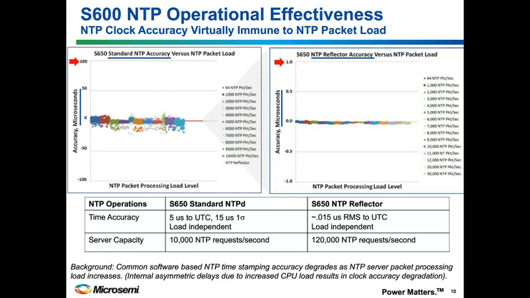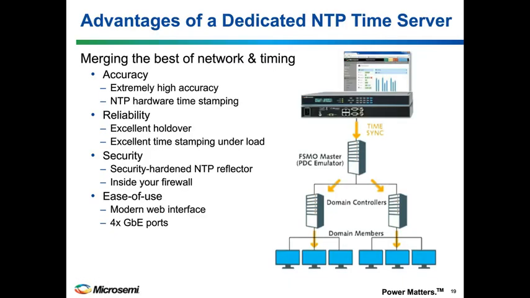So wrapping up here on the reference time source part, just kind of a recap. The time server sits at the top of the hierarchy, distributed down through Windows. And what's important in that particular device is the accuracy, the reliability, and the security, right? So with hardware time stamping, it's very accurate. The oscillators that you put in can give you great holdover in the event there's a loss of GPS. And of course, security is more and more important these days, and the reflector is really well hardened.